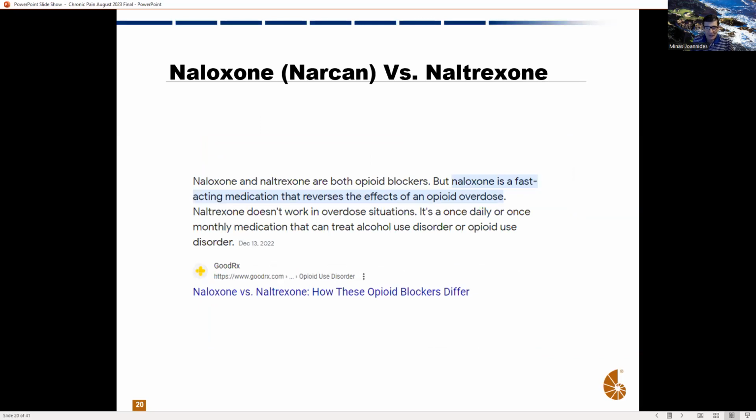So let's compare these two names again, in case you see them in an application, so you don't get confused. Naloxone and naltrexone are both opioid blockers. But naloxone is a fast-acting medication that reverses the effects of an opioid overdose. Naloxone is also called Narcan. Naltrexone doesn't work in overdose situations. So if somebody's been overdosed on opioids, you give the first one, the naloxone or Narcan, not naltrexone.